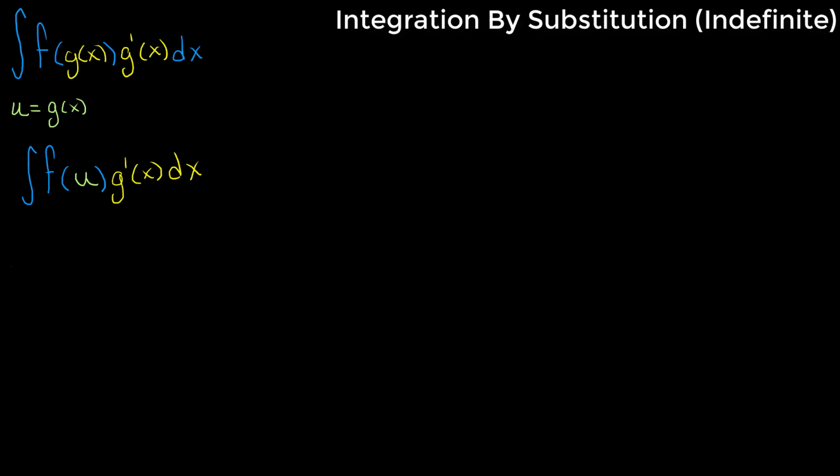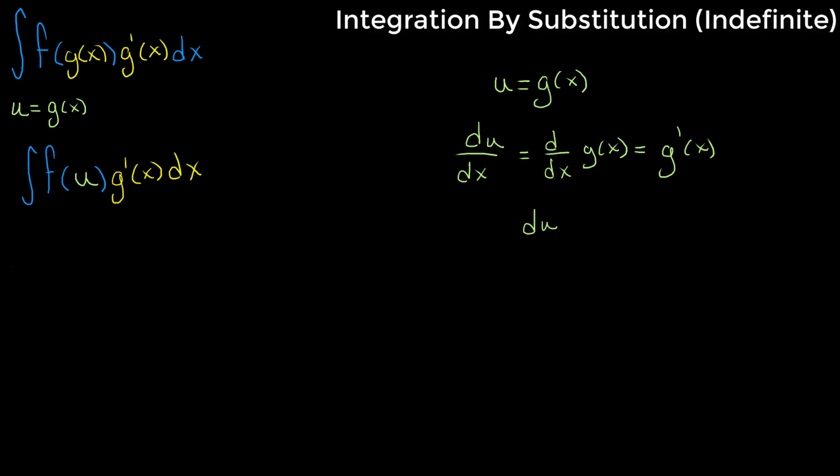But we can definitely fix this. So again, over here on the side, I'm going to restate that we let u equal g of x. Now, if we were to go ahead and take the derivative with respect to x of both sides, we would receive the following. We would have the derivative of u with respect to x equals the derivative with respect to x of g of x. And this would go ahead and give us g prime of x multiplied by dx over dx, and that's just 1. So we would have du over dx equals g prime of x.